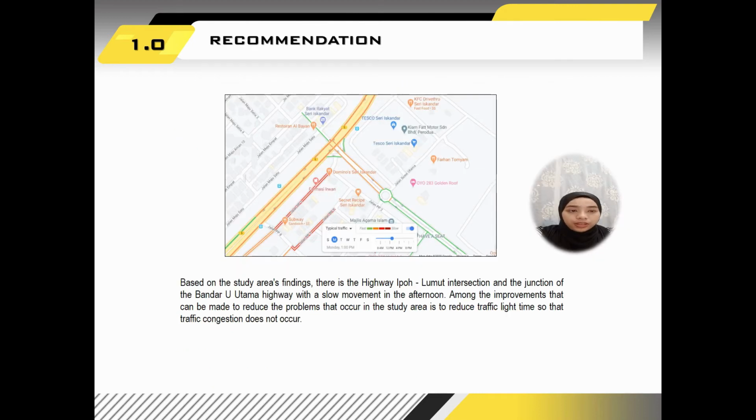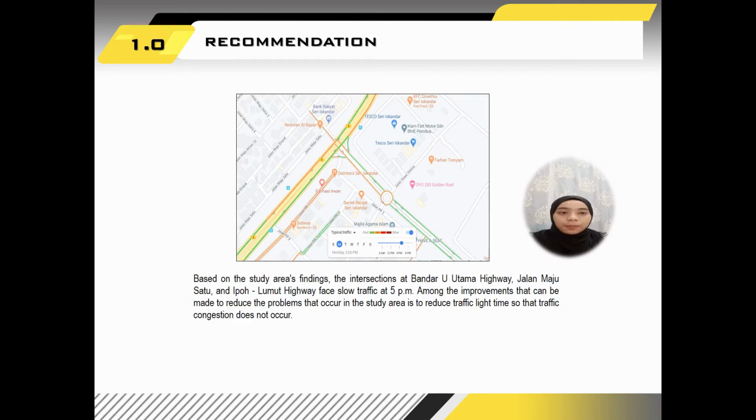Next, based on the study area findings, there is the Ipoh Lumut highway intersection and the junction of the Bandar Utama highway. The intersection at Bandar Utama Highway, Jalan Maju 1 and Ipoh Lumut Highway faces slow traffic at 5 pm. Among the improvements that can be made to reduce the problem in the study area is to reduce the traffic light time so that traffic congestion does not occur.